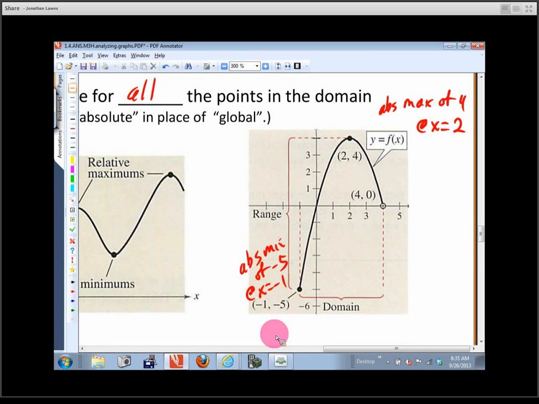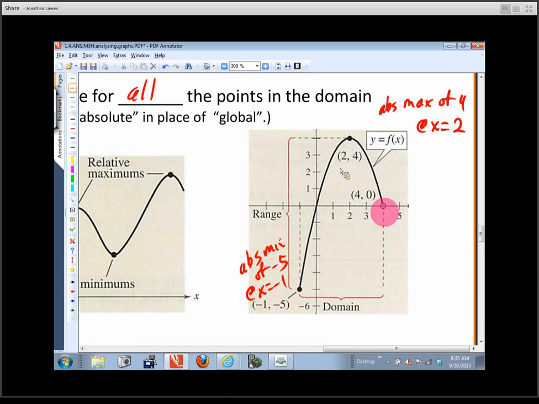And notice the other things that they've got on here, just as review. The domain goes from -1 to +4. Would it include +4? Nope. And the range goes from -5 all the way up to +4. Would it include -5? Yep. Would it include +4? Yep.